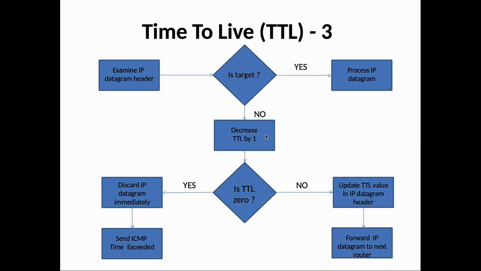Now the next question is, after reducing the TTL by 1, did it become 0? If it did not become 0, then take this reduced value of TTL and overwrite it back into the TTL field of the IP header of this IP datagram. Once this is done, forward this modified IP datagram with that reduced TTL value to the next router.